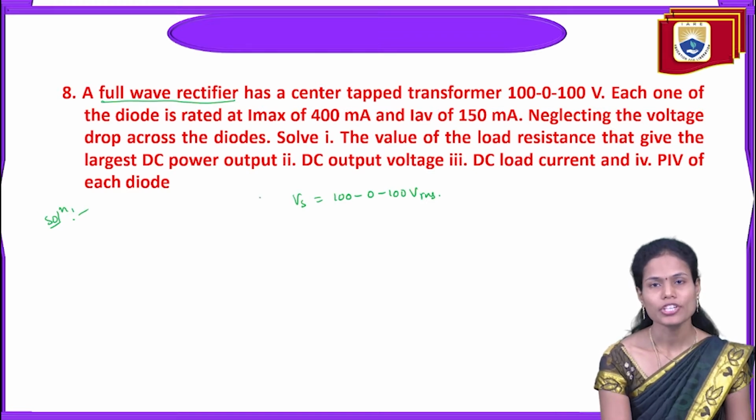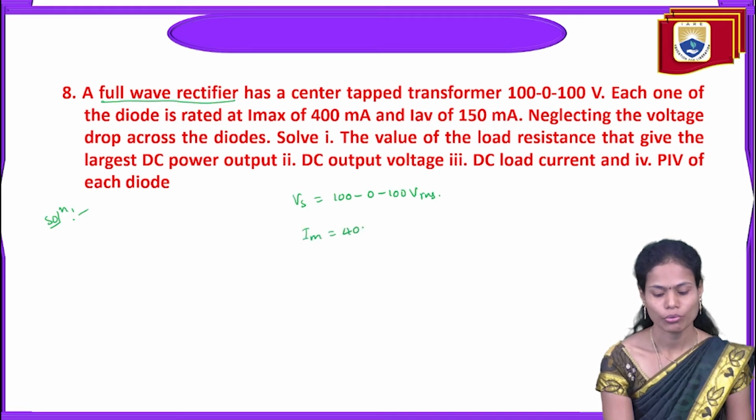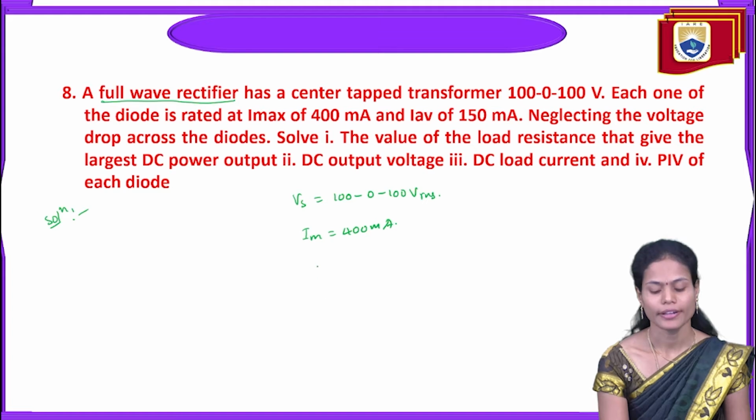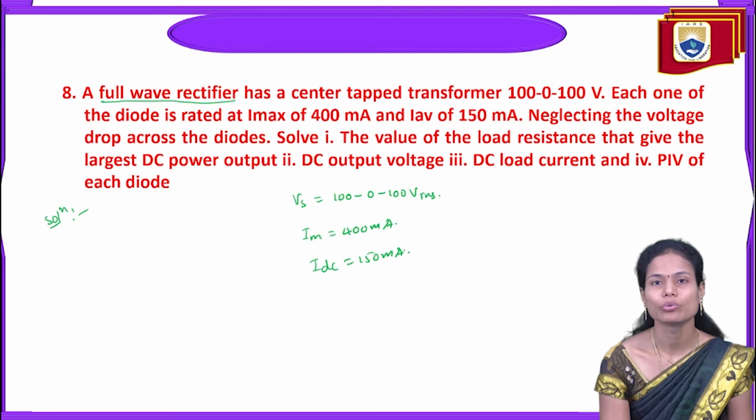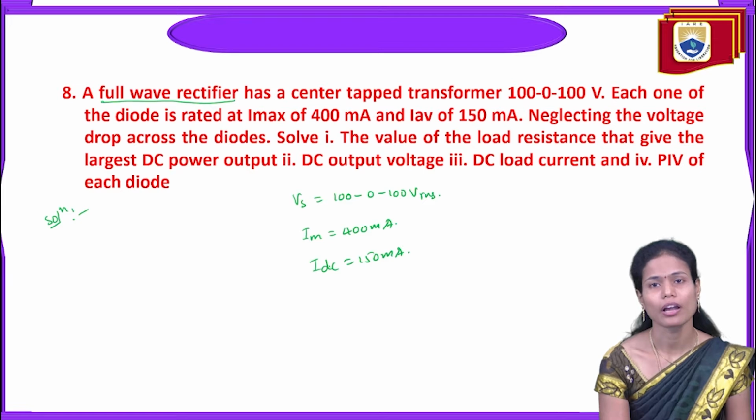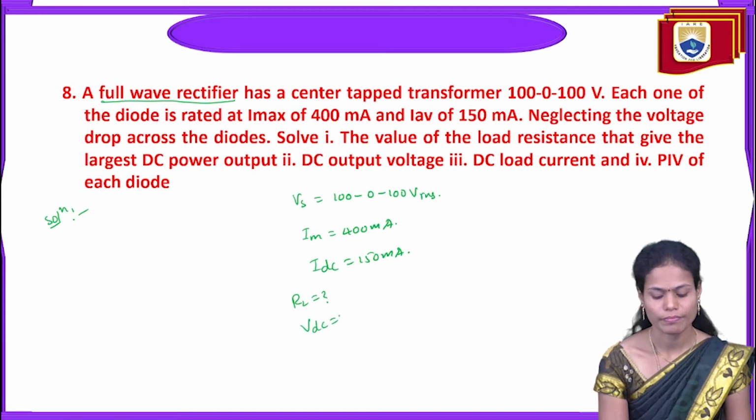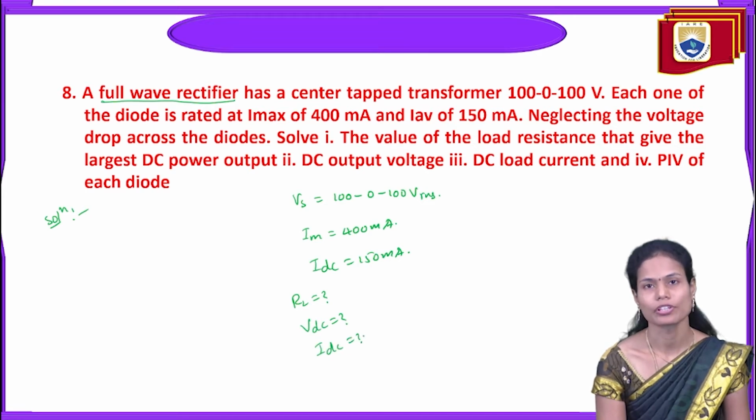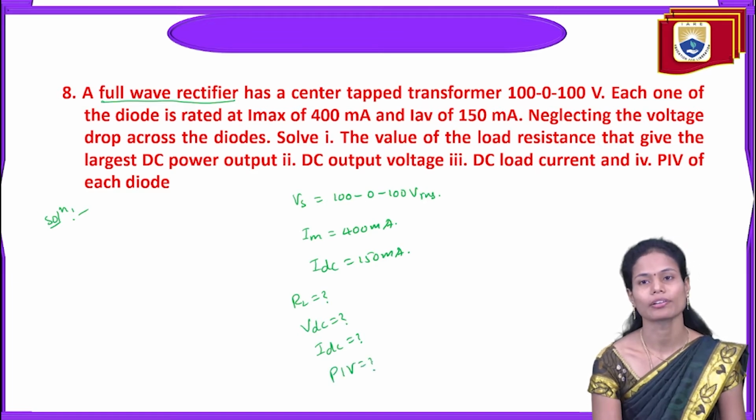And each one of the diodes is rated at I maximum. So the Im value is 400 milliamps and the IDC value is 150 milliamps, and neglecting the voltage drop across the diodes, solve for the value of the load resistance that gives the largest DC power output. That is nothing but how much load resistance is required here, the VDC voltage, the IDC current across the load resistor, and the peak inverse voltage of the diode that we need to calculate here.